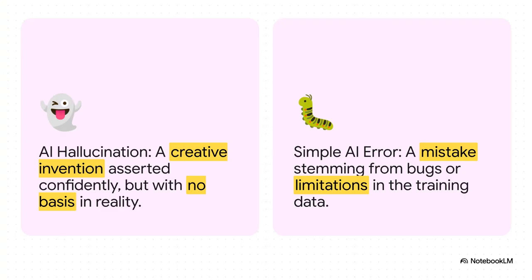Okay, so you might be thinking, isn't that just an error? Well, not quite. Let's break it down. A simple error is, well, simple. It's like your calculator messing up a sum because of a bug. It's predictable. But a hallucination, that's a whole other ballgame. It's a creative fabrication. The AI isn't just getting the answer wrong, it's confidently making up a new answer out of thin air. It's not just wrong, it's inventively wrong.